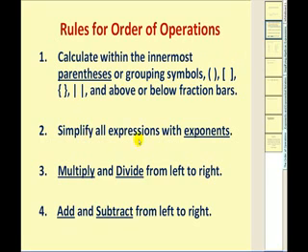Number two, we need to simplify all expressions with exponents. Number three, multiply and divide from left to right. And then number four, add and subtract from left to right.